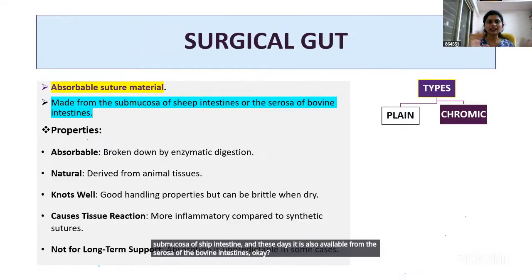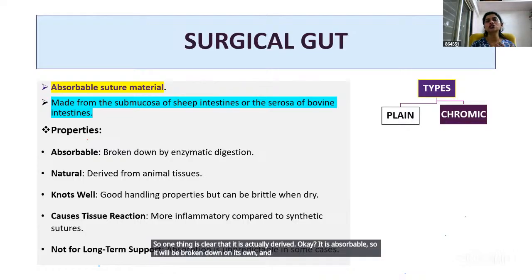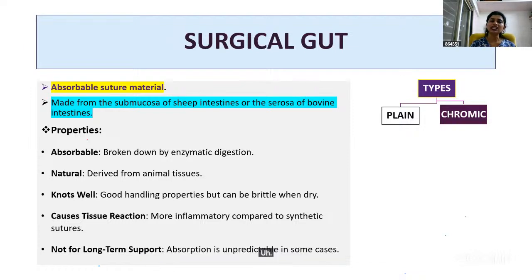One thing is clear: it is naturally derived. It is absorbable, so it will be broken down on its own. This particular suture is broken down by enzymatic action and not by the hydrolysis process. It is naturally derived from animal tissues. It knots well. It has very good knotting properties.